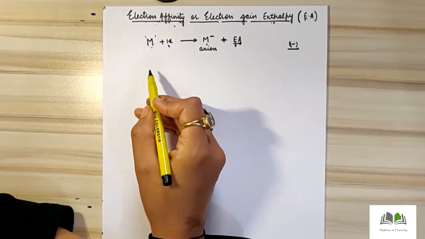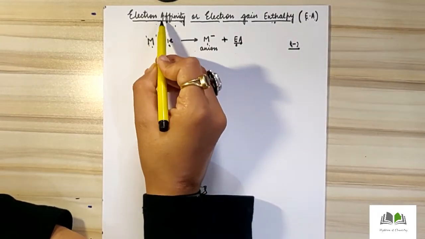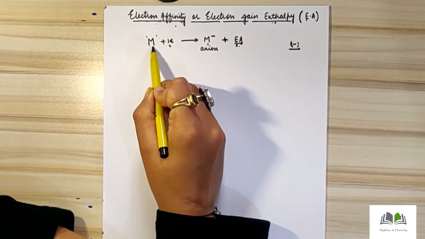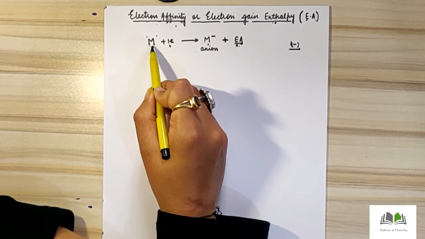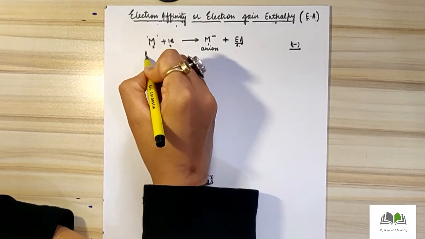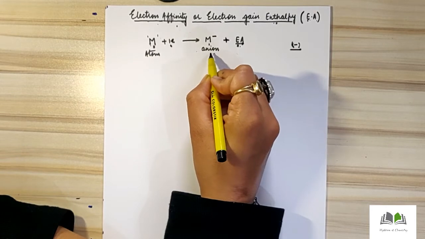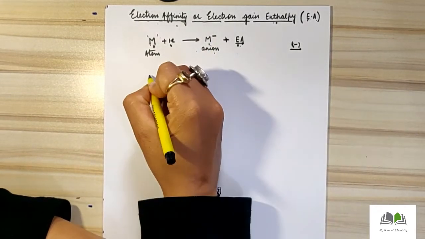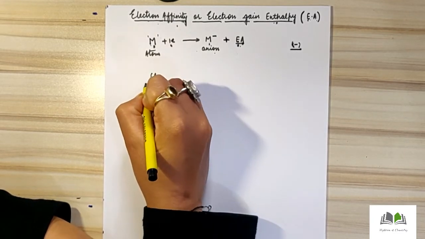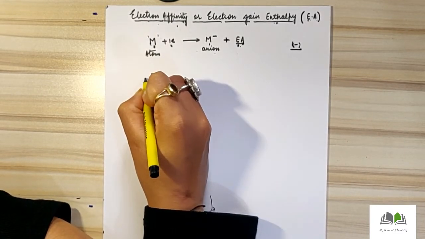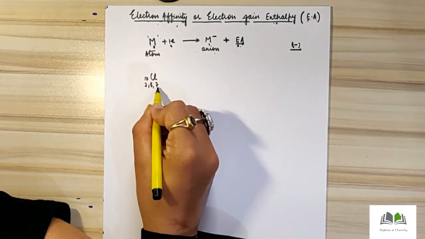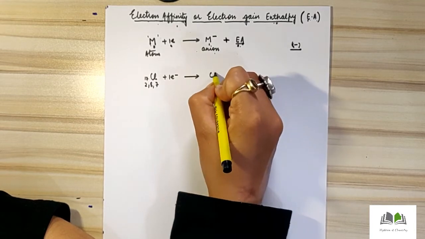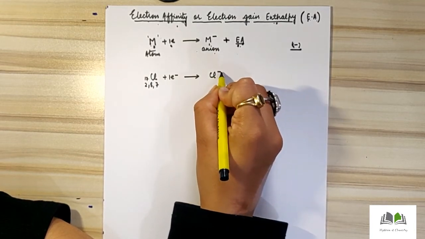Now, next is how we can define it. So it is the amount of energy released when one electron is added to a gaseous isolated atom, and then that gaseous isolated atom will change into an anion. What is an anion? The ion carrying negative charge is known as an anion. For example, if we have chlorine, we know that the atomic number of chlorine is 17. Electronic configuration is 2, 8, 7. Now, when we add one electron to chlorine, then what will happen? Chlorine will change into chloride ion, that is an anion.